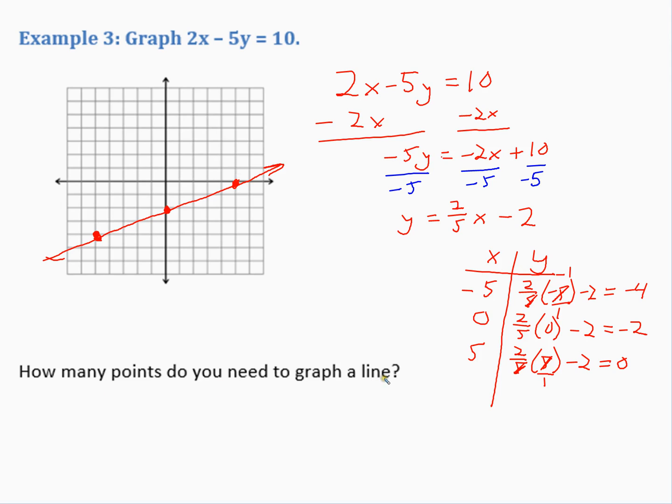And so how many points do we need to graph a line? Just 2. But we oftentimes choose 3 just to make sure we have good accuracy.